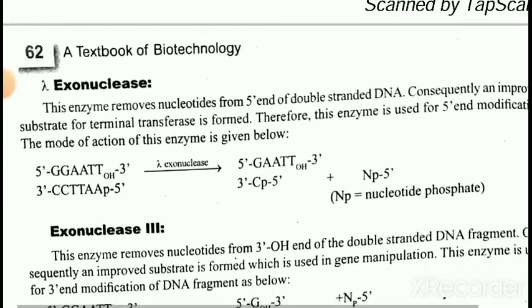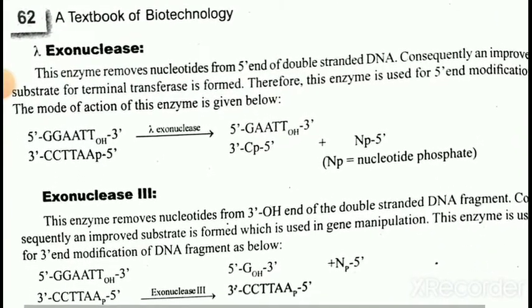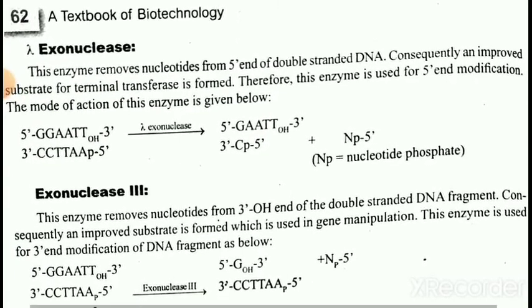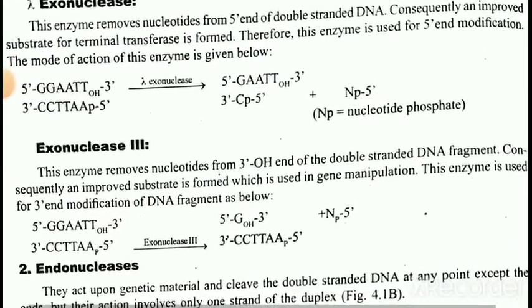Lambda exonuclease. This enzyme removes nucleotides from the 5' end of double-stranded DNA. Consequently, an improved substrate for terminal transferase is formed. Therefore, this enzyme is used for 5' end modification. The mode of action of this enzyme is given below. See the figure. Exonuclease III. This enzyme removes nucleotides from the 3' end of the double-stranded DNA fragment. Consequently, an improved substrate is formed which is used in gene manipulation. This enzyme is used for 3' end modification of DNA fragment as below.